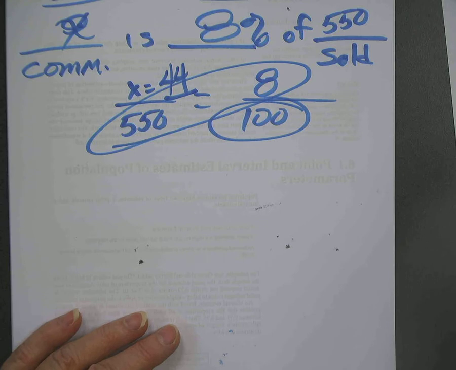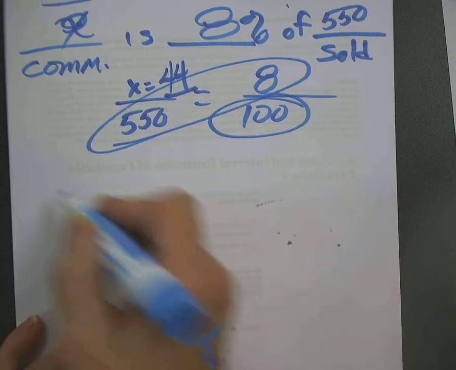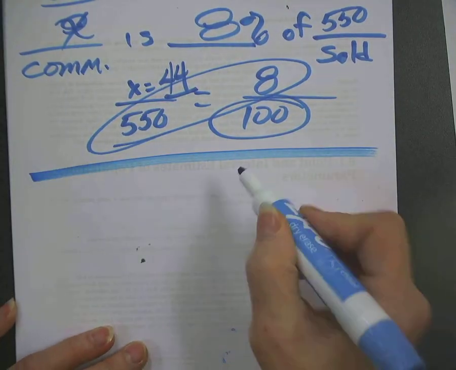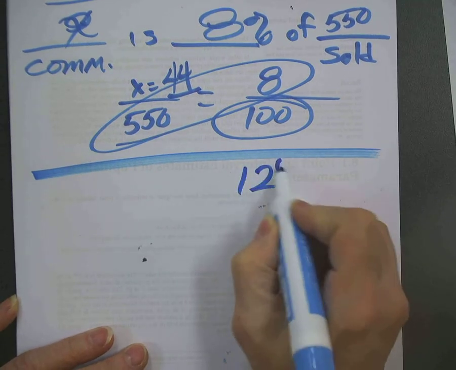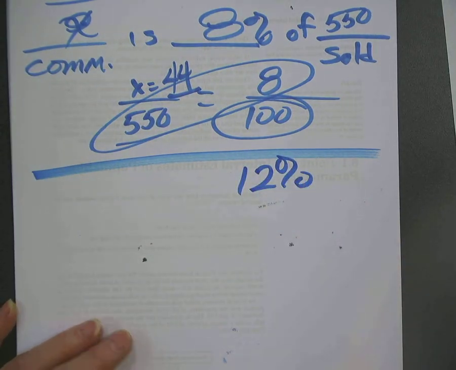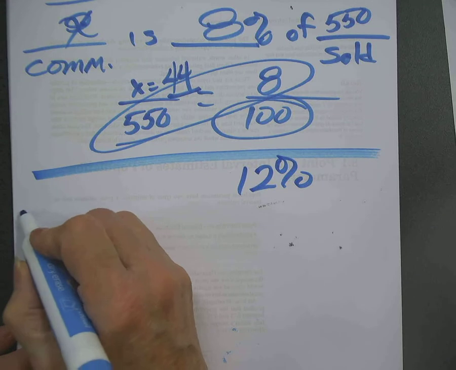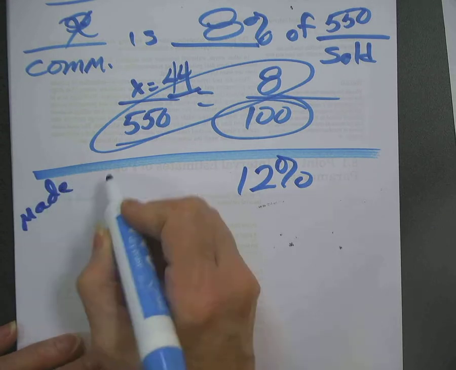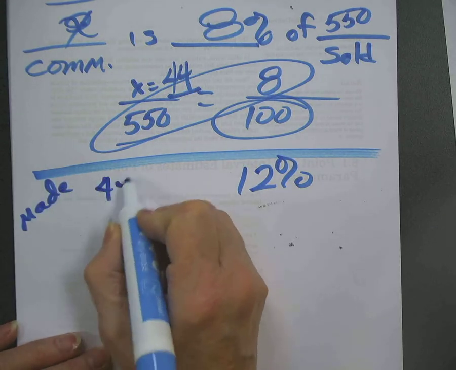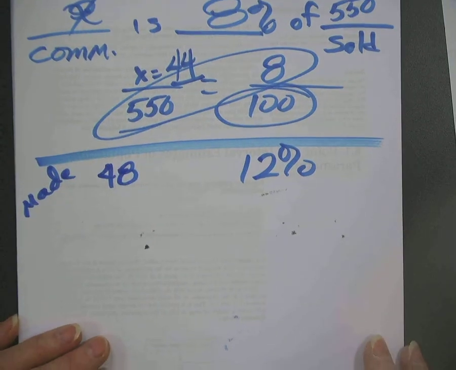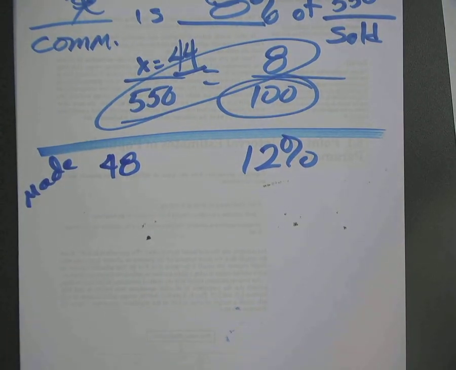How about if we don't know how much they sold? Say that we know that a salesman is getting 12% commission, and what he made on a sale was $400, or no, not $400, $48. So what was the sale? How much did he sell?